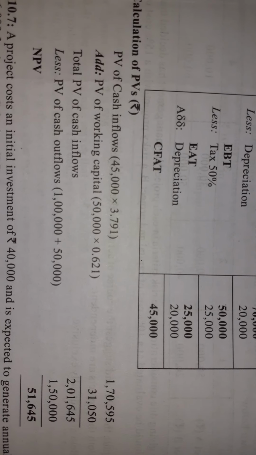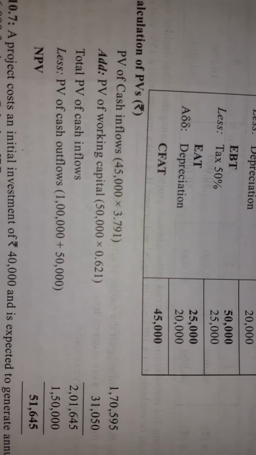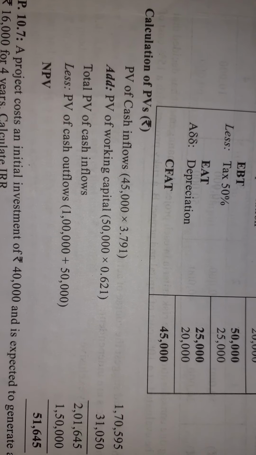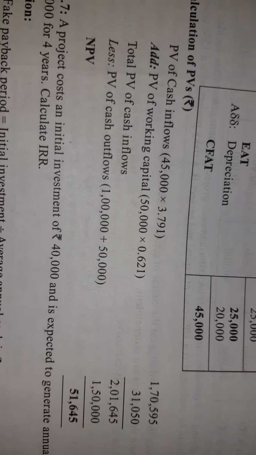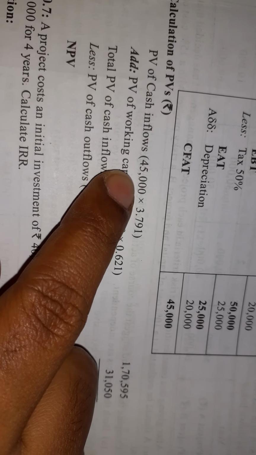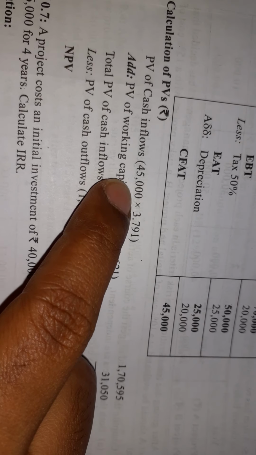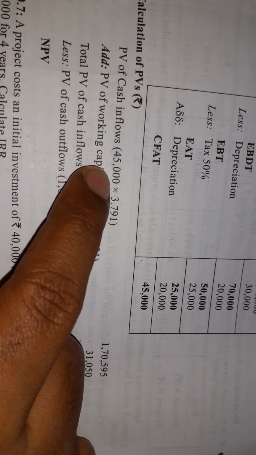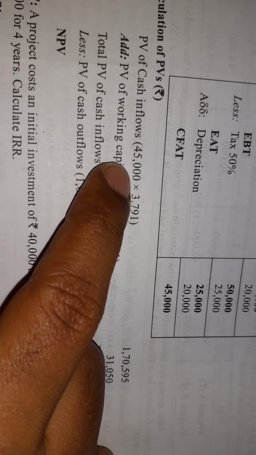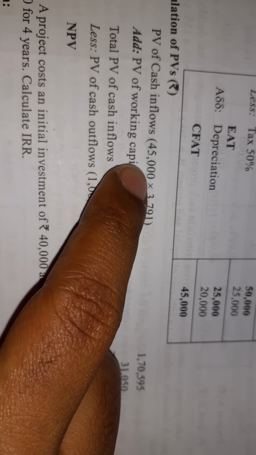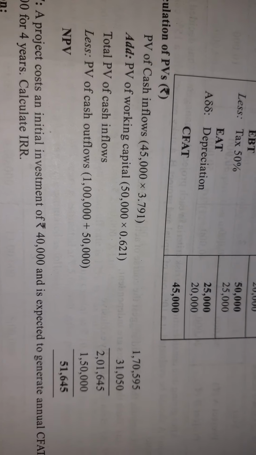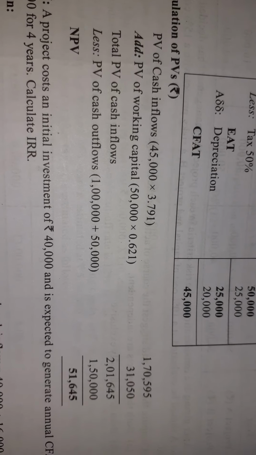Let's go for the calculation of the NPV. Okay. So here you can see present value of cash inflows. The cash inflow is how much? 45,000. See, what is the lifespan? 5 years. 5 years you will have the same cash flow. That's why you should refer to the present value interest factor annuity table.